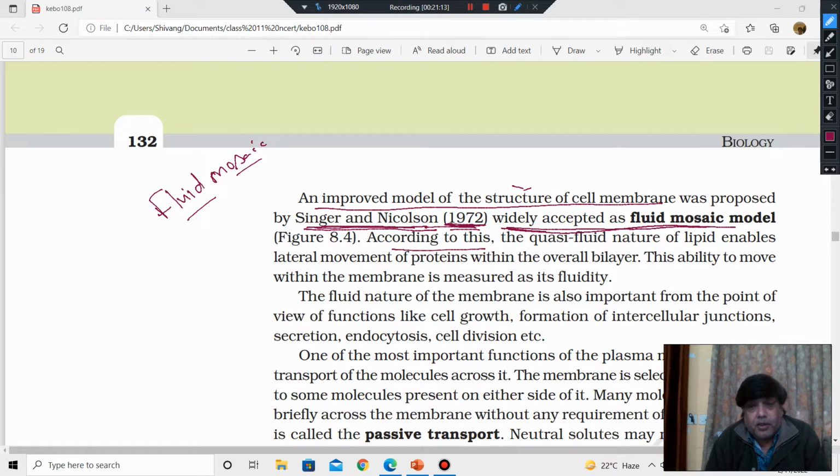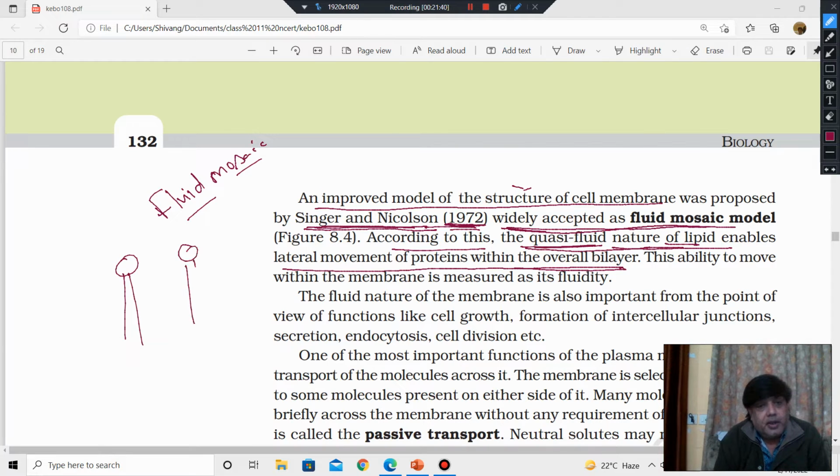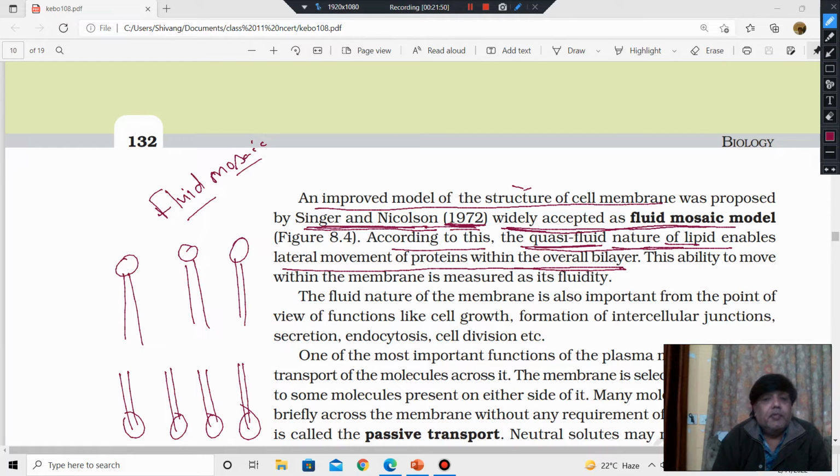According to this model, the quasi-fluid nature, semi-fluid nature, lipid is semi-fluid in nature, not fully solid or not fully liquid. Semi-fluid nature of lipid enables lateral movement of protein within the overall bilayer. So because lipid is not solid, it allows the movement of protein within the overall bilayer. This is the lipid bilayer, and because lipid is not completely solid, it is semi-solid, semi-fluid, quasi-fluid, it allows the movement of protein within the lipid bilayer.